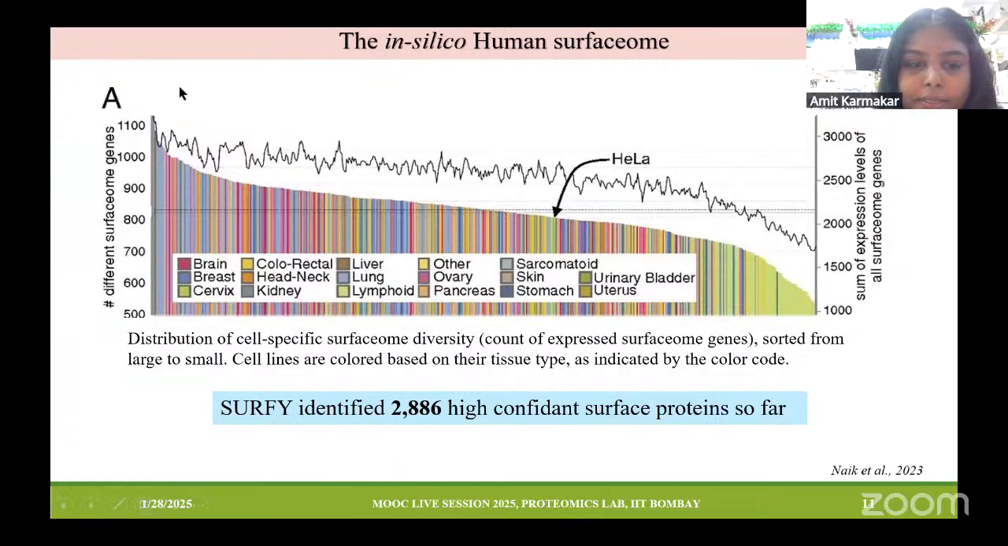So this is a particular image that shows what are the surface protein types that have been generated, taking a total of 610 cell lines, and the color code tells you about that particular tissue type or the cell type, what are the number of surface proteins we have got so far. So this particular website has identified 2,800 high confidence surface proteins that belong to various types of categories.